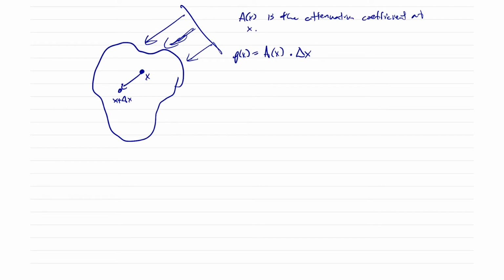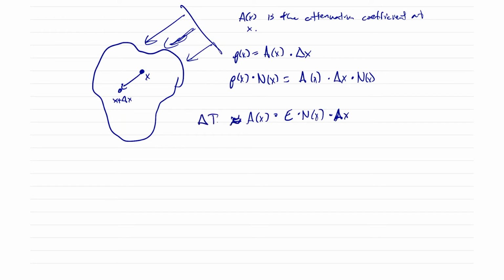Okay, but now if you want to know the number of photons that are absorbed per second by the medium, it's basically going to be P of X times N of X, so this is going to give us A of X times delta X times N of X. Then if we multiply this by E, we have A of X times E times N of X times delta X. So ultimately the approximate change in I is going to be A of X times I of X times delta X, but with a minus sign because it's going to be decreasing. That way we say the absorption is negative.